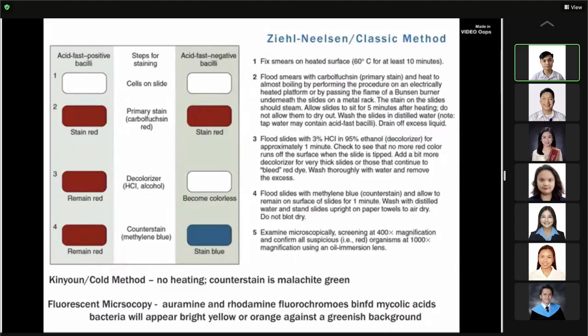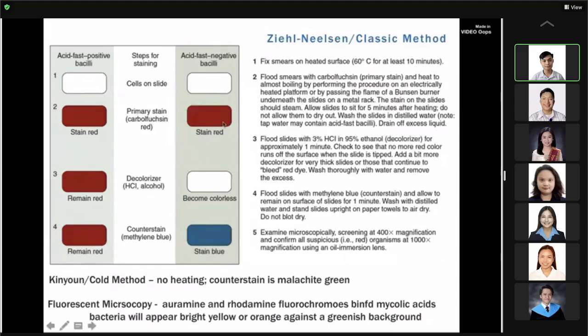We allow the stain on the slide to produce steam, and after that we allow the slide to sit for 5 minutes, but the stain should not be allowed to dry. Then we wash the slides with distilled water. We drain off the excess fluid.